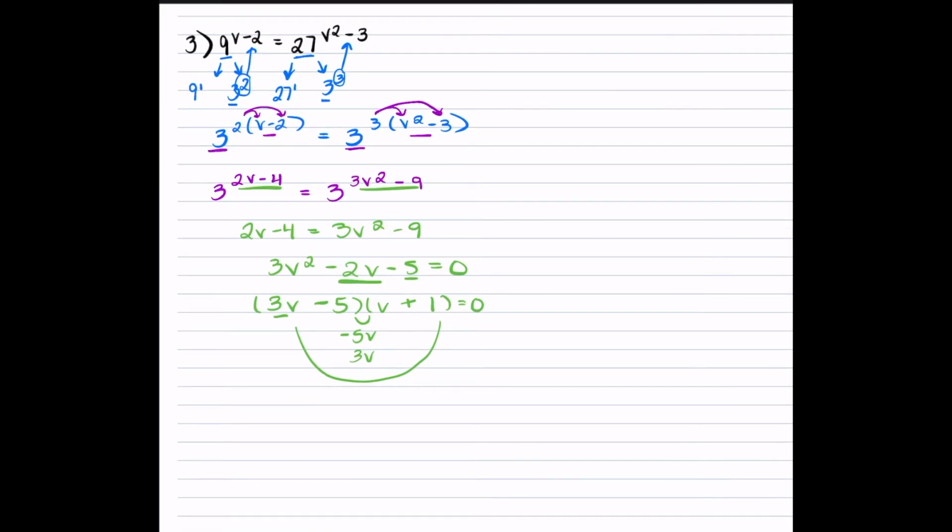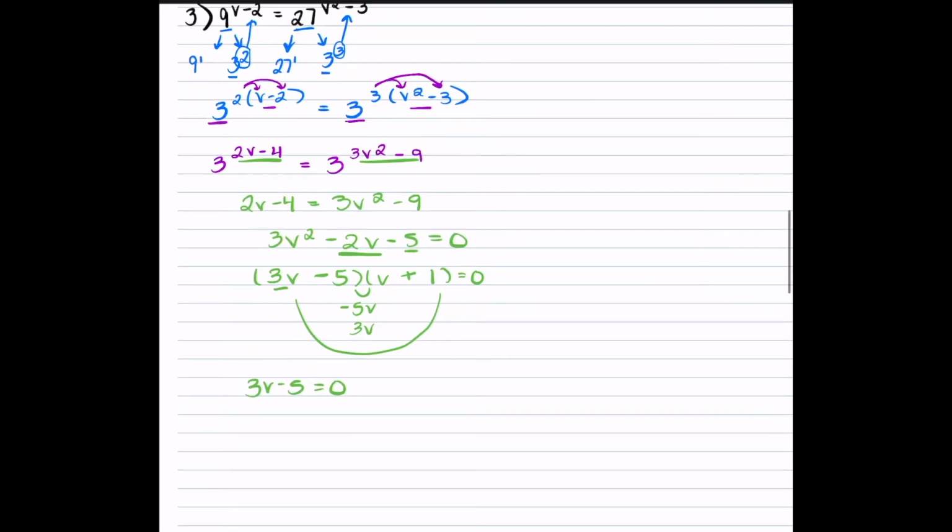Alright, now that we have our factors, we can set them equal to 0. So 3v minus 5 equals 0. To isolate for v, we could just add 5 over and divide by 3. So v equals 5/3. The other factor, v plus 1 equals 0. Subtract the 1, v equals negative 1.